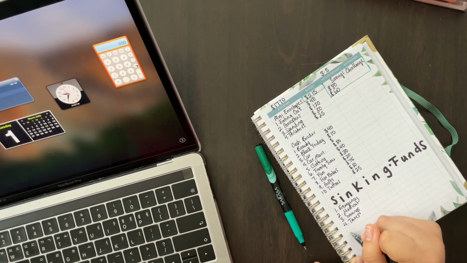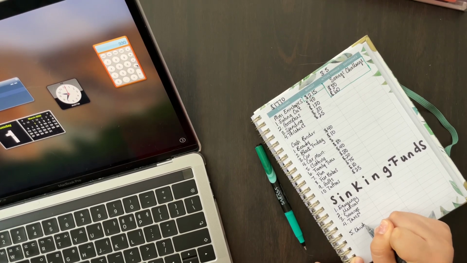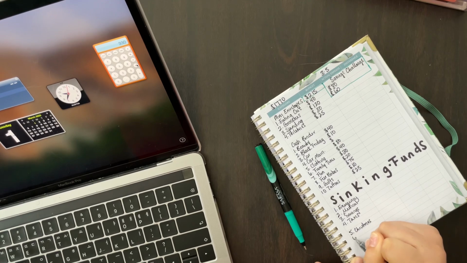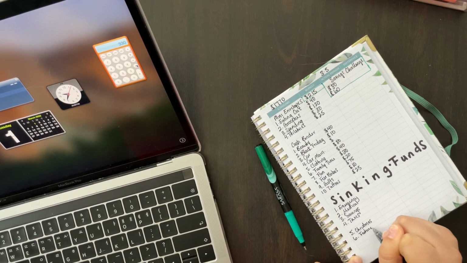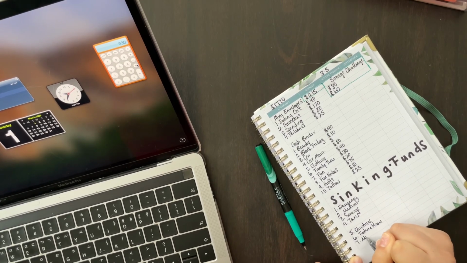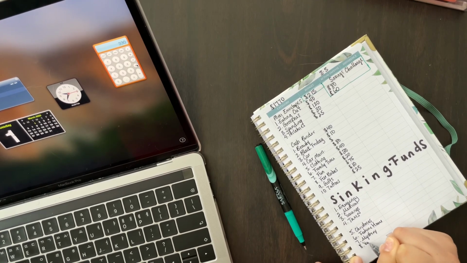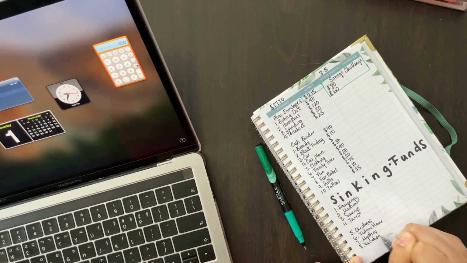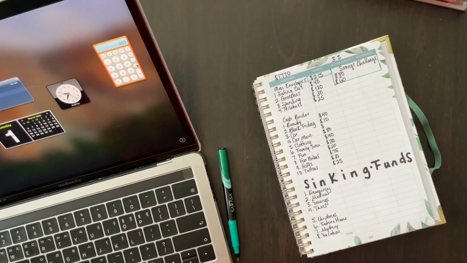And then for the rest, it's gonna be Christmas, future home, mystery, and vacation. All right, whew, that hurt my hand. Let's see what we're gonna do here.